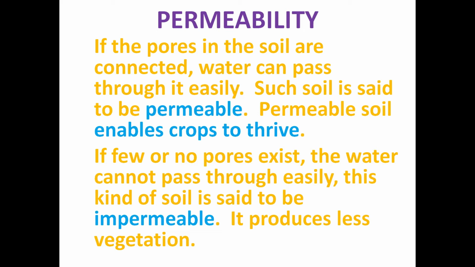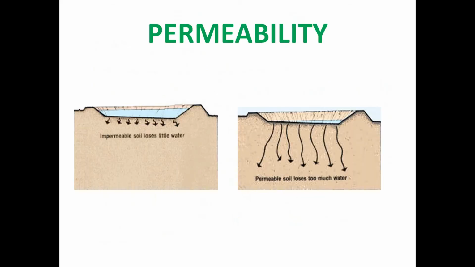The other type of soil we see here is impermeable soil. In impermeable soil, the pores are not connected, or there are very few pores, or no pores existing in the soil. It produces less vegetation compared to permeable soil. We see here how the impermeable soil does not allow water to enter deeper into it, and the permeable soil allows the water to go down through its pore spaces.